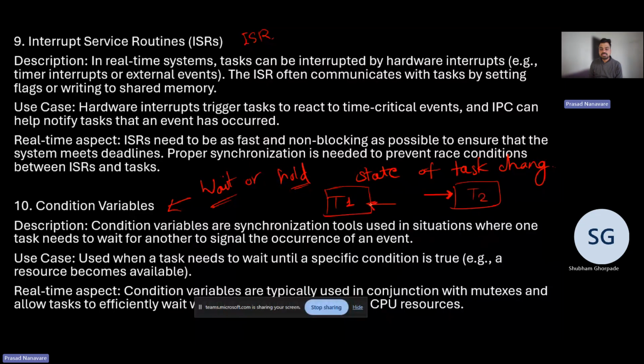Suppose in the T1 task, data is being read from a temperature sensor and converted to a readable value. Then an event could be the generation of a value, and this could act as a trigger point for T2. T2 could be about displaying the data on the LCD, so it will trigger and display, it will do its work.